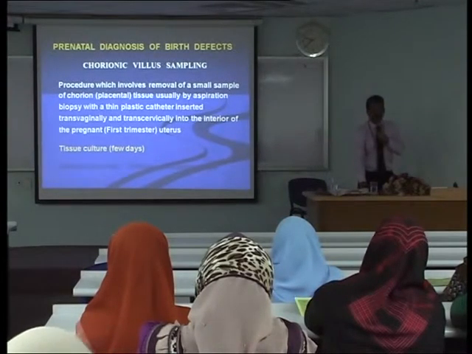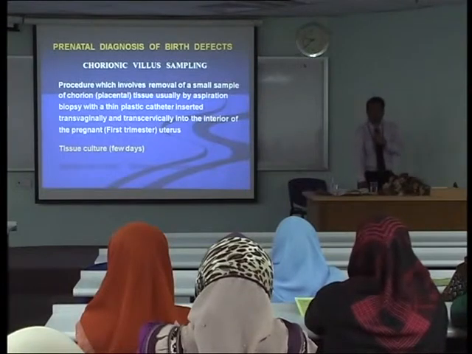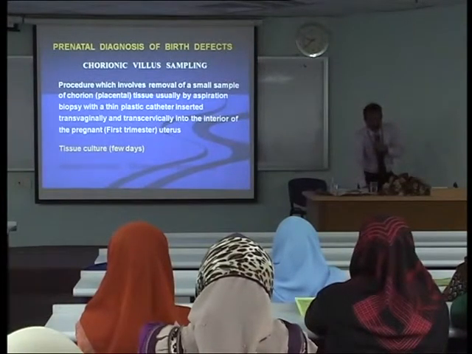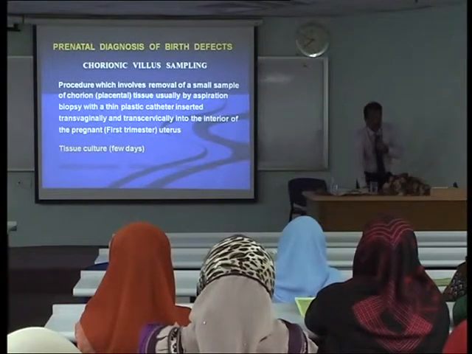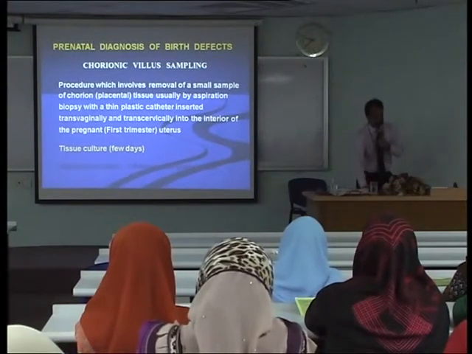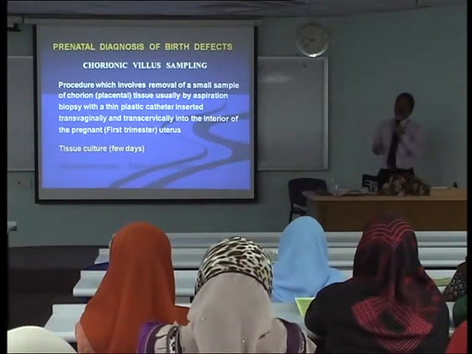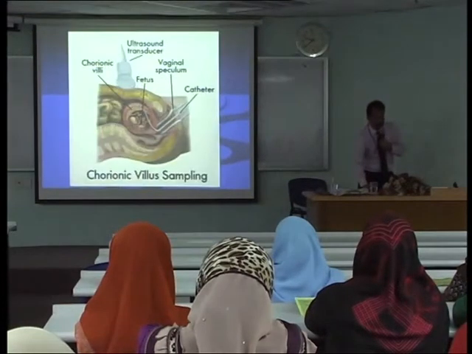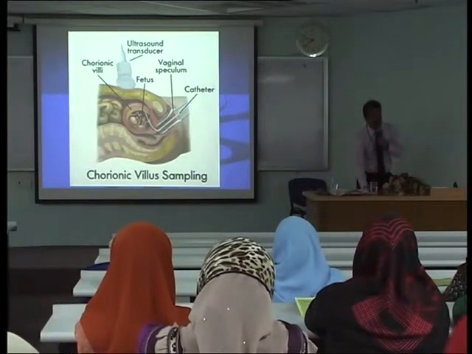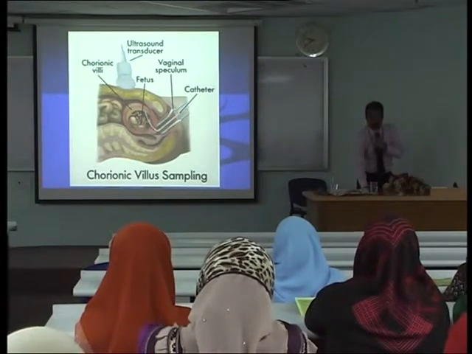Another technique for prenatal diagnosis is chorionic villus sampling, which involves removal of a small sample of chorionic tissue, usually by aspiration biopsy with a thin plastic catheter inserted transvaginally or transcervically into the interior of a pregnant uterus. Then we get chorionic tissue. That also we can culture and do the chromosome analysis. This is the procedure for chorionic villus sampling. This also should be done under ultrasound scanning.